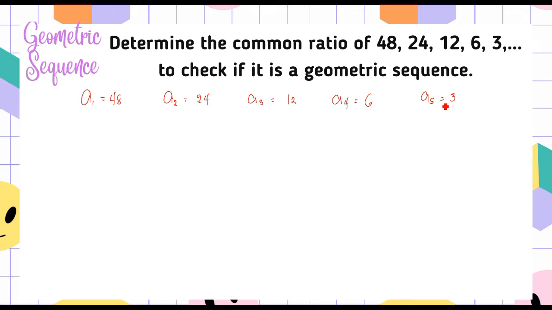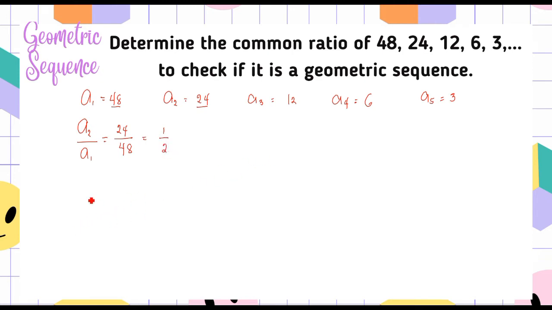At masasabi lang natin na geometric sequence siya kapag meron siyang common ratio. So, paano po? a sub 2 over a sub 1, and that is equal to, yung a sub 2 natin ay 24, over ang a sub 1 natin ay 48. So, 24 is to 48, and that is 1 over 2.